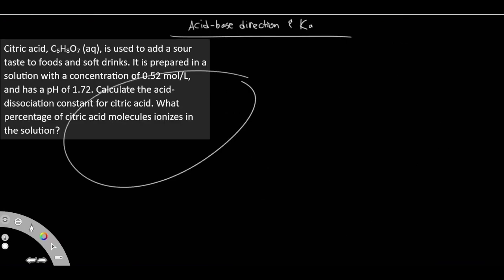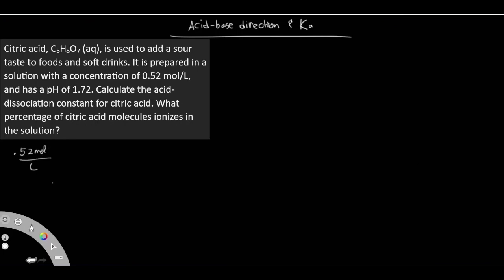All right, let's have a look at this question over here. We've been given our concentration of 0.52 moles per liter, and this is for our citric acid. It has a pH of 1.72. And we know in our formula that pH is equal to the negative log of whatever the concentration is for our hydrogen ion. Now, we're just going to plug this in here.